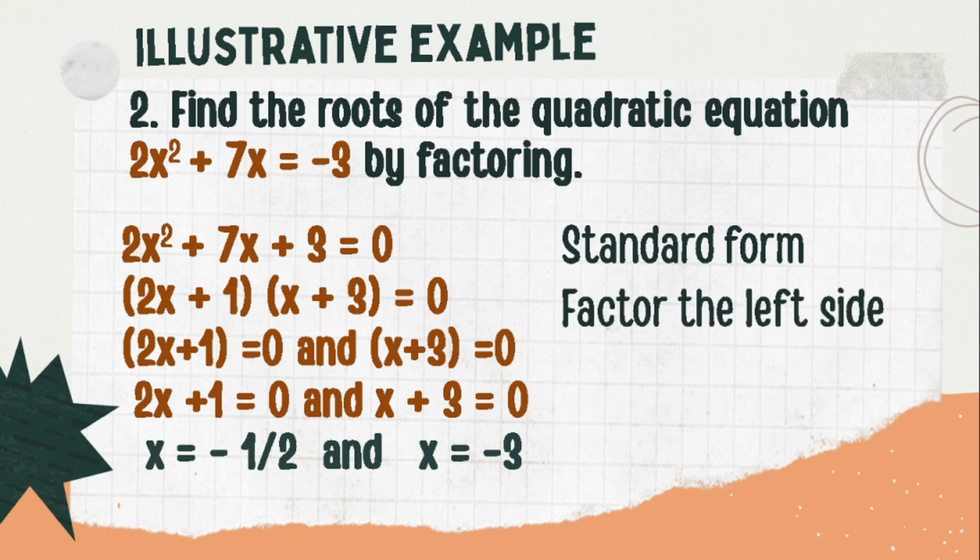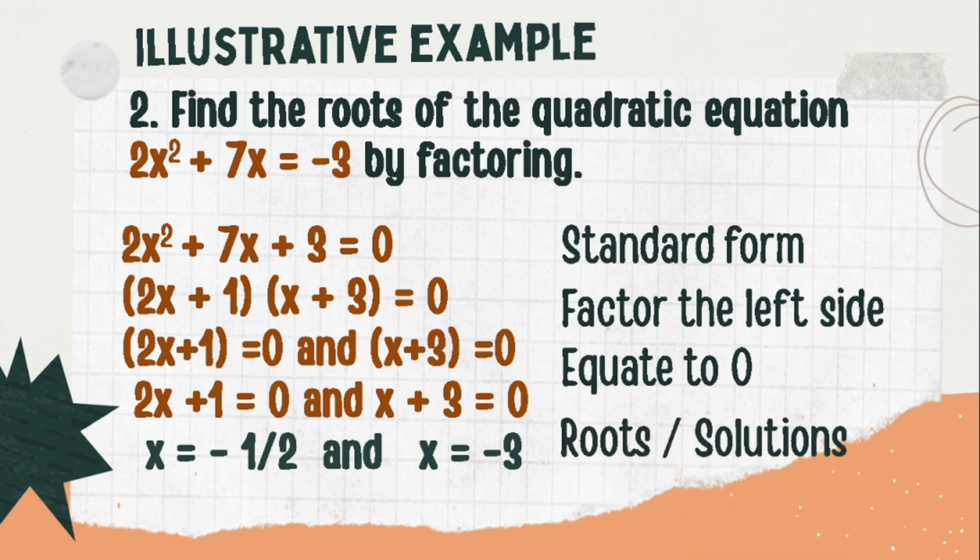Now set each factor equal to 0 and solve for x. So 2x plus 1 is equal to 0, and that gives you x is equal to negative 1 half. Another, x plus 3 is equal to 0, and that gives you x is equal to negative 3. So the roots of the quadratic equation 2x squared plus 7x is equal to negative 3 are x is equal to negative 1 half and x is equal to negative 3.